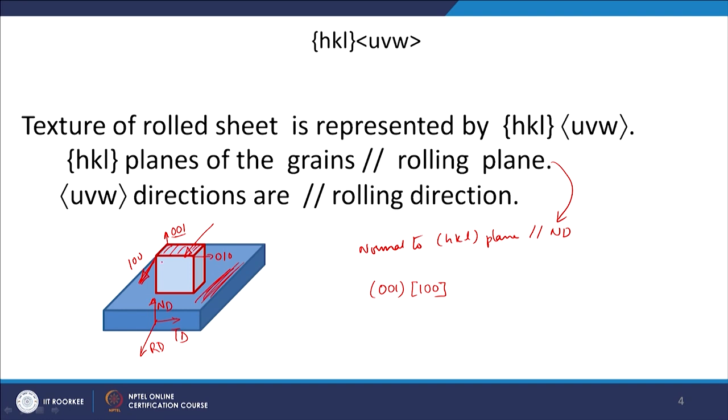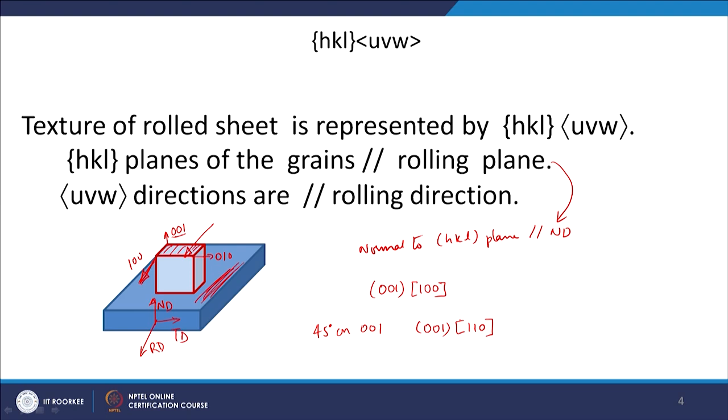Suppose I rotate this cube by 45 degrees, then what will happen? My 110 direction will be parallel to RD. If I rotate 45 degrees about 001, the cube will be such that the 110 direction is parallel to RD. So again the plane will be the same, 001, because we are rotating about 001, and the direction is now new. The 100 will go at 45 degrees, so 110 will become parallel to RD, and the orientation will be 001 110. So just by rotating the unit cell, our grain orientation has changed.